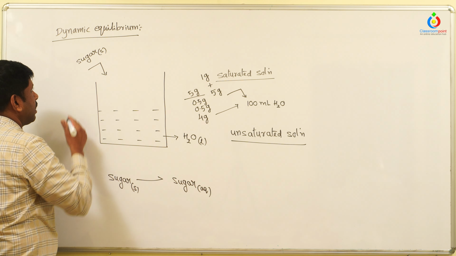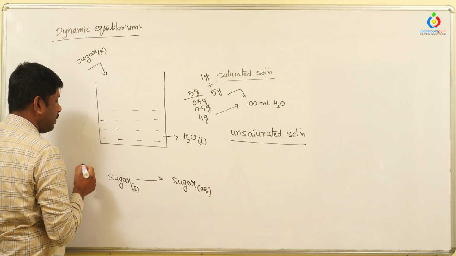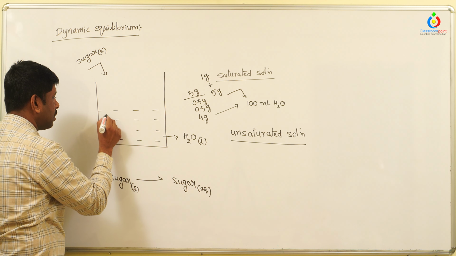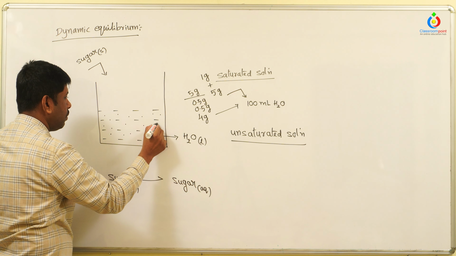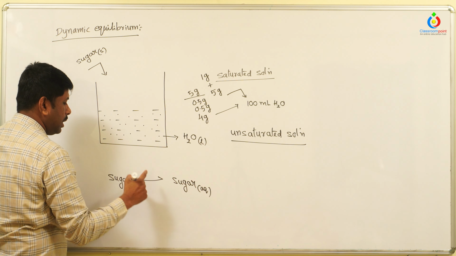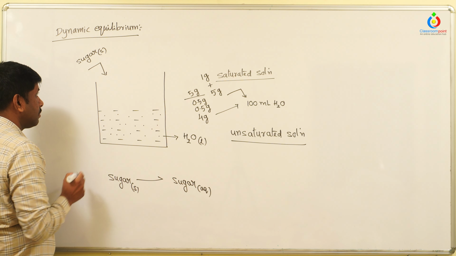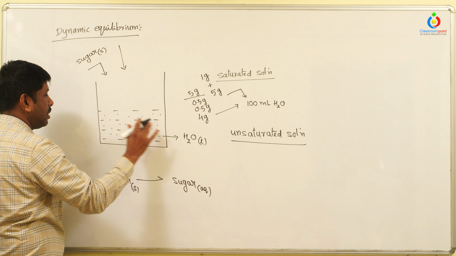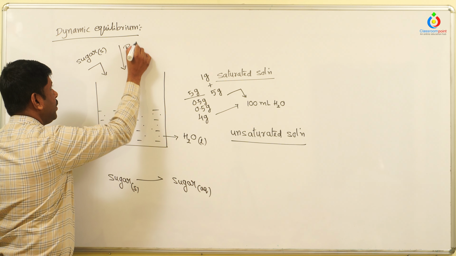Now let's come back to the concept. Here I try to dissolve some amount of sugar. Imagine the sugar particles in the form of dots. They dissolve into the water so that the solid sugar particles are converted into aqueous sugar molecules. This is a saturated solution. To this I am adding an extra amount of radioactive sugar.